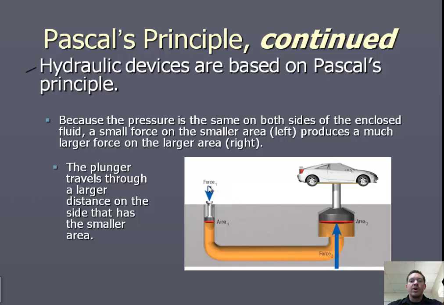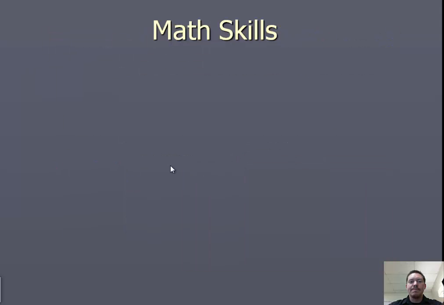In order for this to work, the plunger on the left has to travel a greater distance over this smaller area, for the larger area to be moved over a shorter distance.